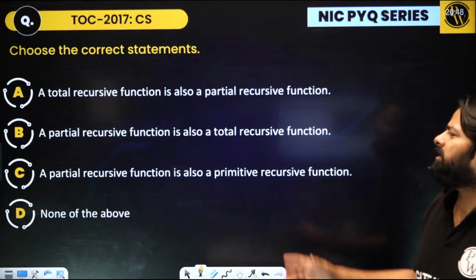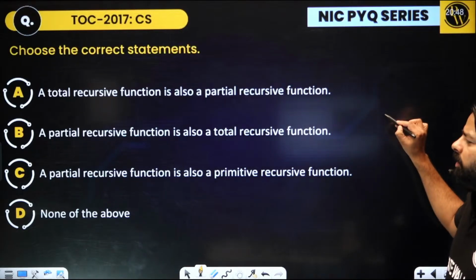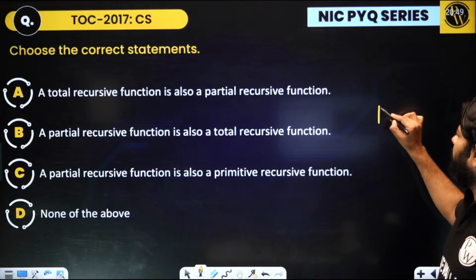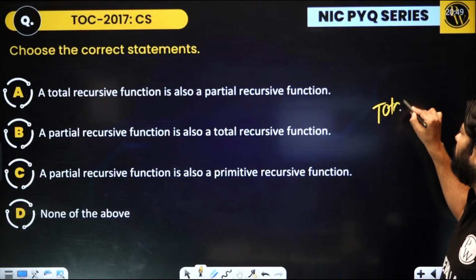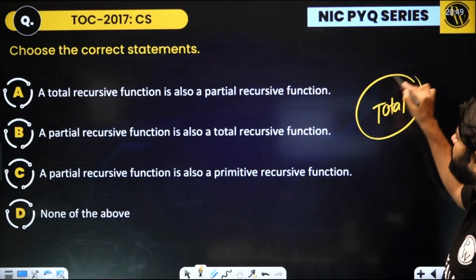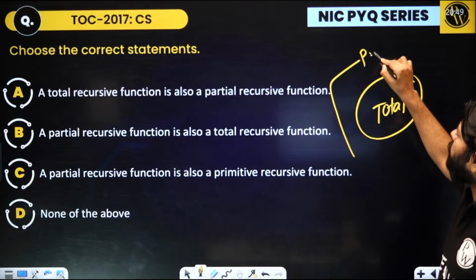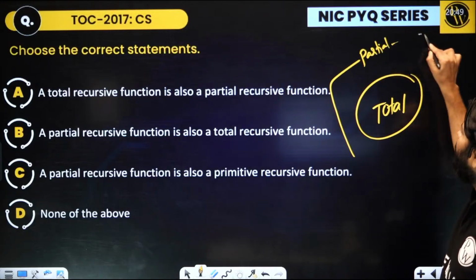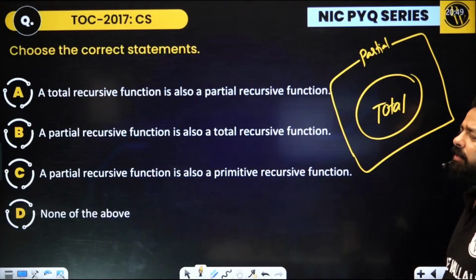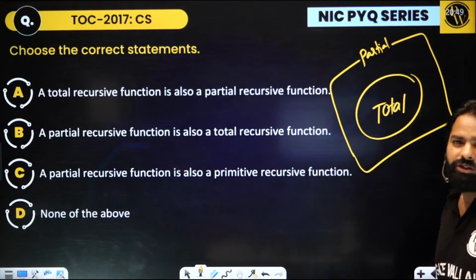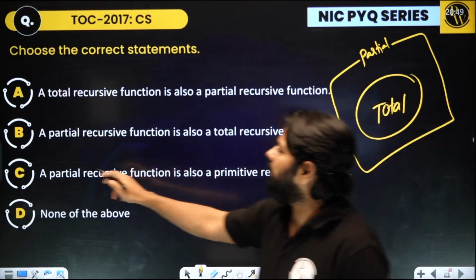The correct statement is that there is a relation between partial and total, right? Every total function is definitely, and most of the books also believe this statement, but some will contradict with this statement. That's fine. But every total function is a partial function. So that is option B.